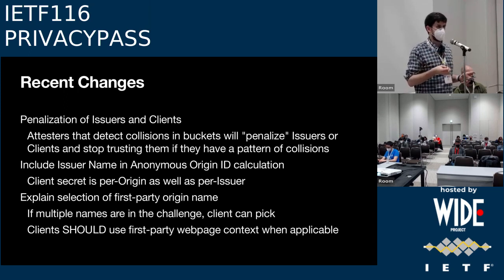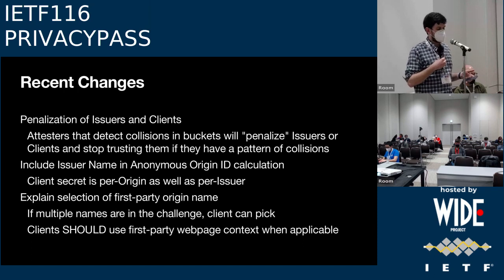It could be calculated just off of a dictionary that the client has that it just comes up with random values. But we had some text that suggested if you wanted to derive it, there was a particular way to derive it. And we updated this to include the issuer name in the derivation, since we want to ensure that this anonymous origin ID would not be the same across different issuers if a particular origin moved its service from one issuer to another.